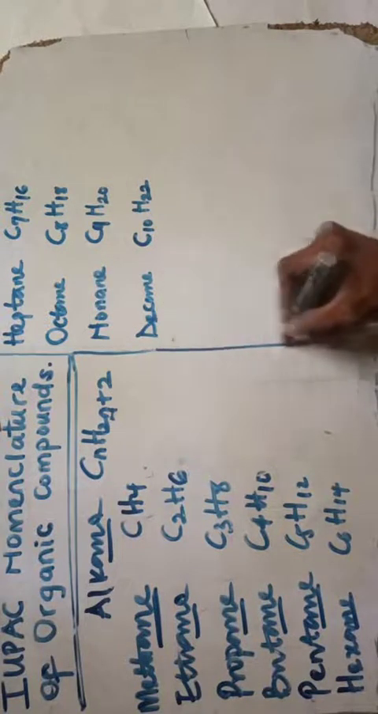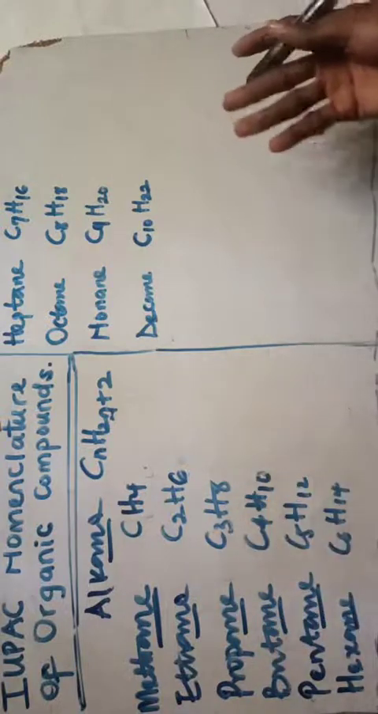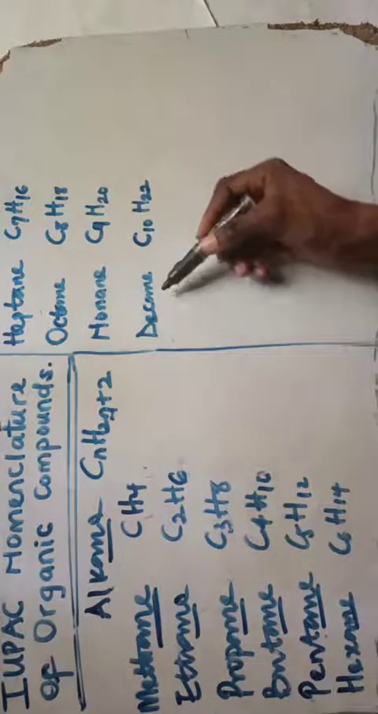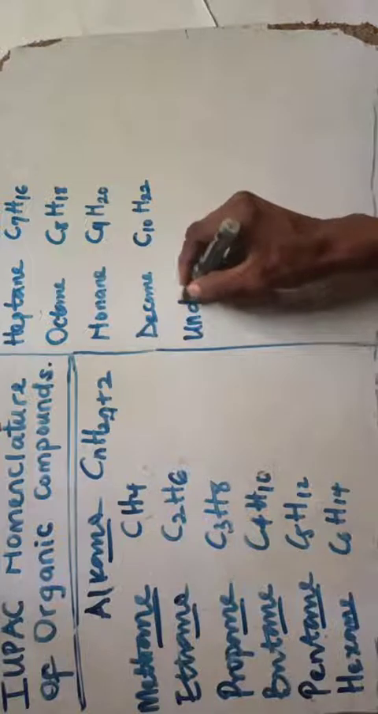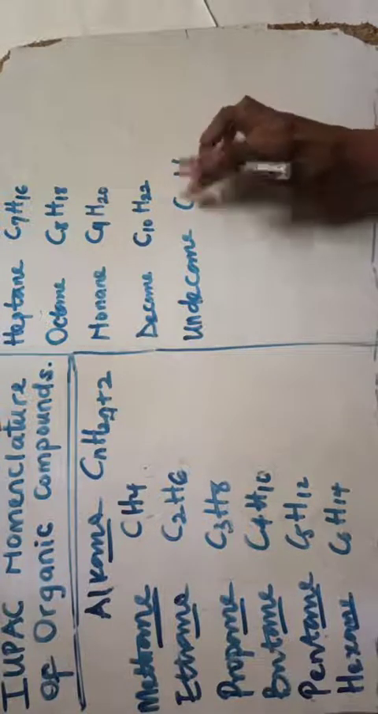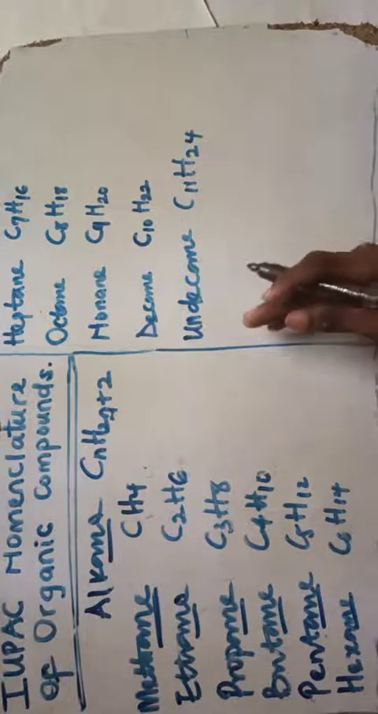You can also name the 11th. The first ten are the common ones. So let me drill you a bit: 1, 2, 3, 4, 5, 6, 7, 8, 9, 10. If you only need the 11th one, you have it as undecane, that is C11H24.